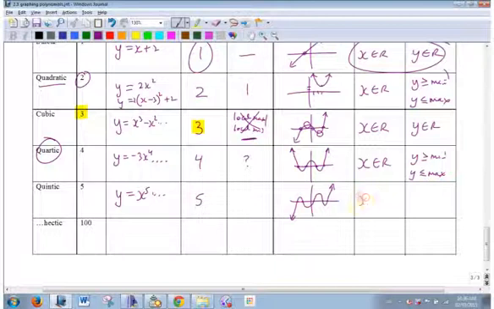Domain, all real. Range, all real. Is that just like this one? Is that just like that one? It's an odd function.